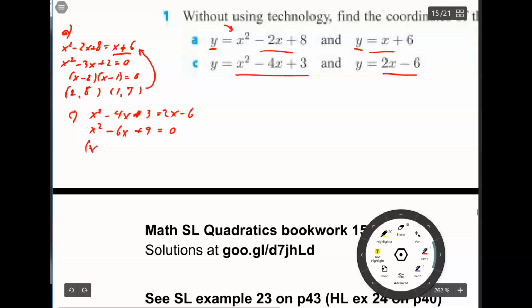Now we can factor this. It's just going to be x minus 3 times x minus 3, right? So our intersection point is just 3 comma something. 3 comma what? We can put the 3 back into here to find out what the y value would be. 2 times 3 is 6, minus 6 is 0. Okay? So this happens to intersect right on the x-axis.